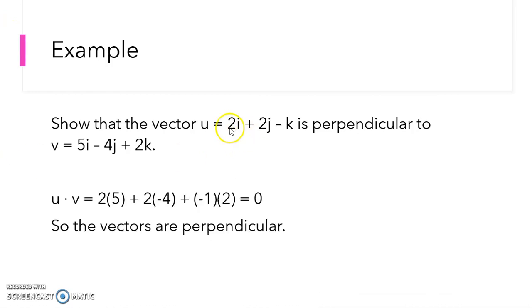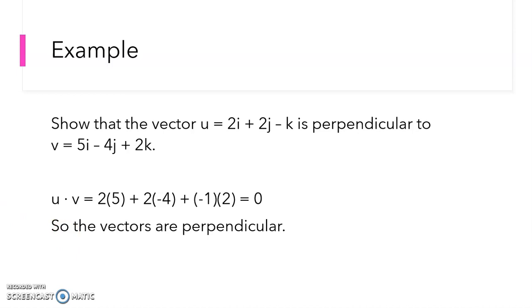So I did my dot product, 2 times 5 plus 2 times negative 4 plus negative 1 times 2. That comes out to 10 plus negative 8 plus negative 2, which is 0. So these vectors are perpendicular.